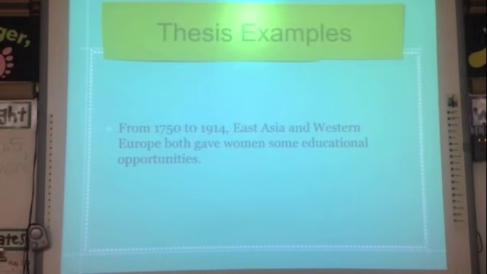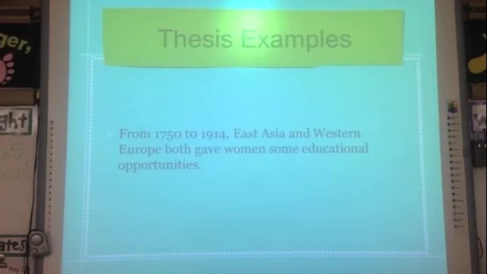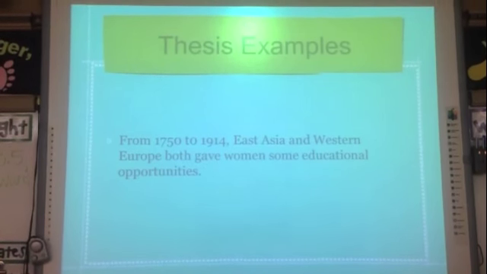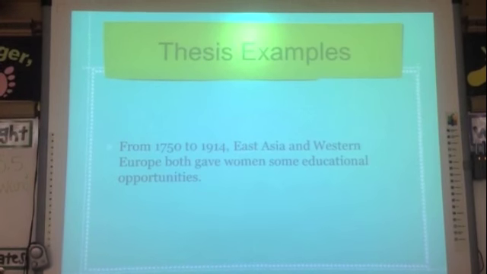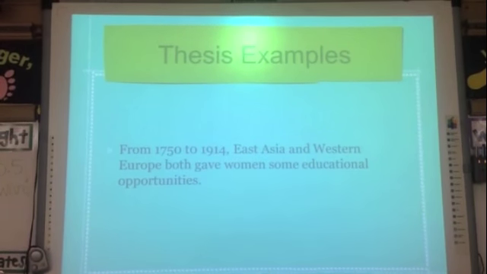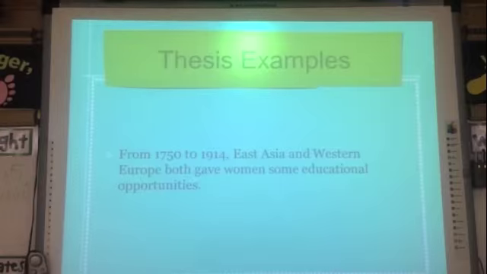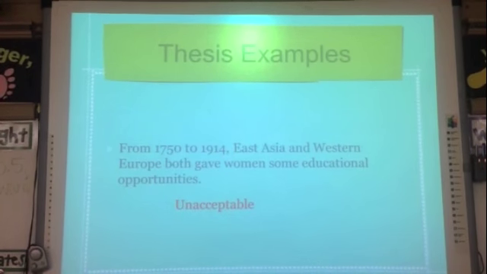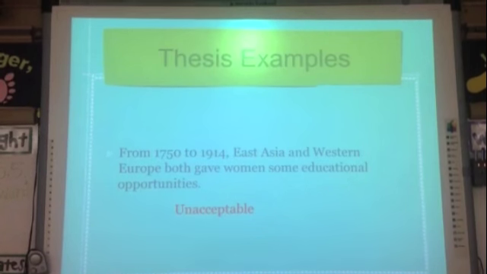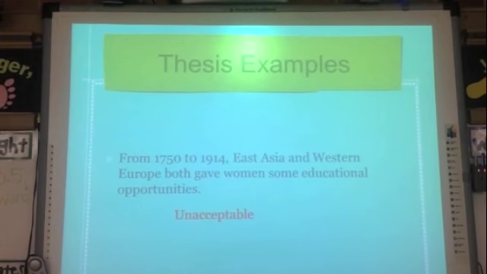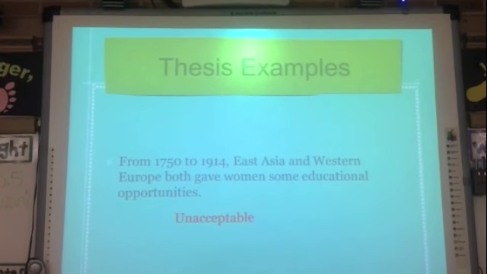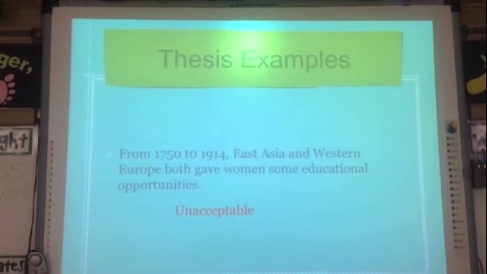So this is an example of a thesis that goes with the last prompt we just talked about. And this says, from 1750 to 1914, East Asia and Western Europe both gave women some educational opportunities. While this is a good similarity, it's unacceptable because it doesn't include the differences, and they won't get the thesis point because it only talks about the similarity and doesn't talk about the difference, and you need to have both to get a thesis point.